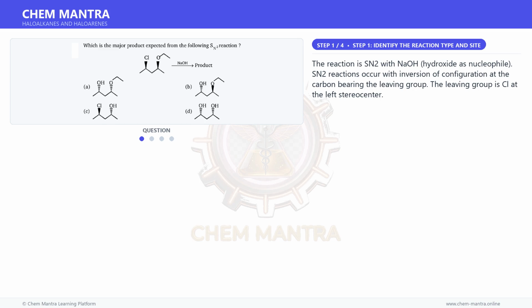The reaction is SN2 with NaOH, hydroxide as nucleophile. SN2 reactions occur with inversion of configuration at the carbon bearing the leaving group. The leaving group is Cl at the left stereocenter.